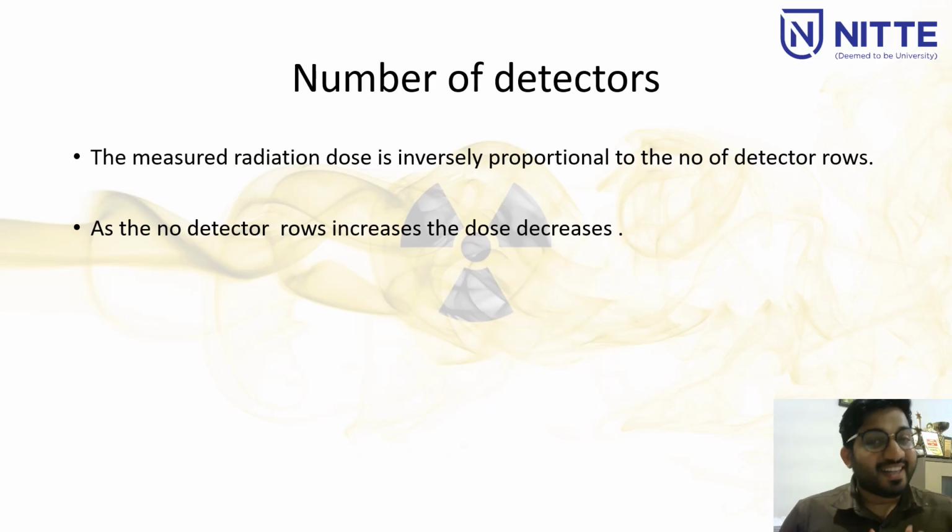The number of detectors also has a significant role in radiation dose. The measured radiation dose is inversely proportional to the number of detector rows. So as the number of detector rows increases, the dose decreases.